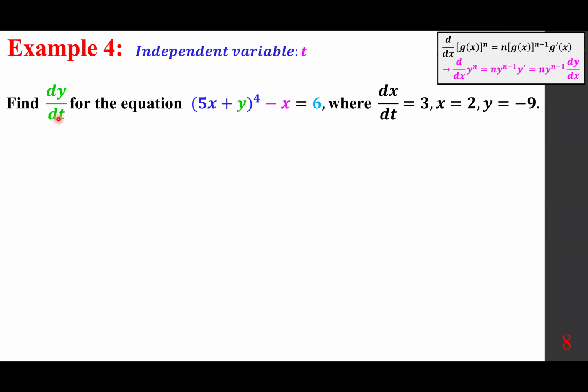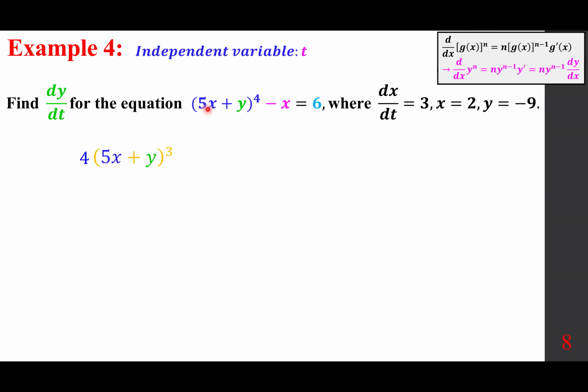We are interested in finding dy dt. So right away, we recognize that t is the independent variable. And that's important to understand. So if I want to differentiate this, the derivative of y is dy dt, the derivative of x is dx dt. To differentiate this, I'm going to go with the extended power rule. I'm going to start with the number 4, then the same thing to the power of 3.